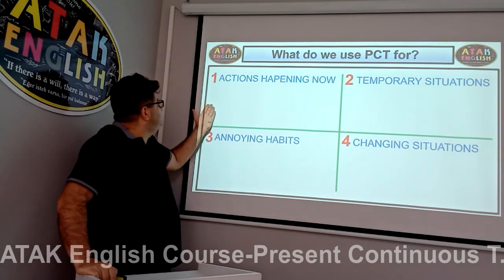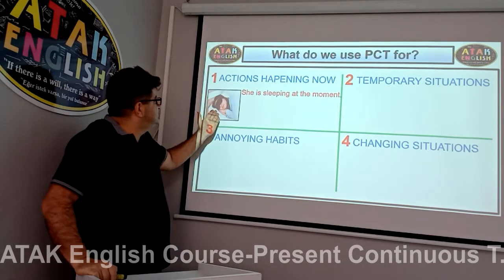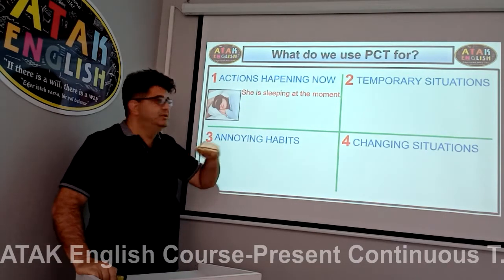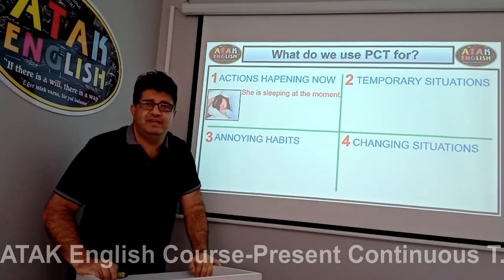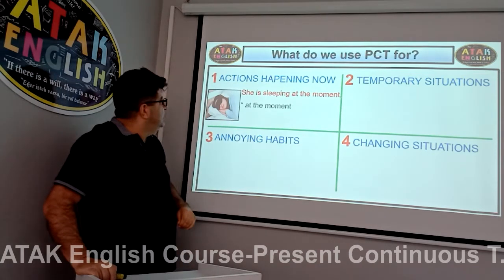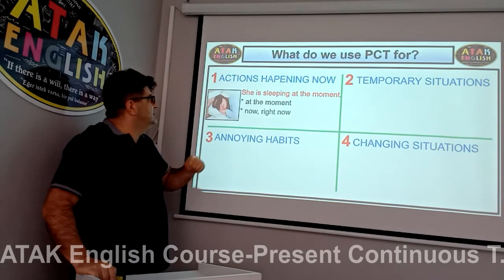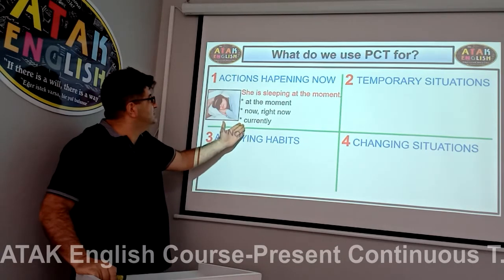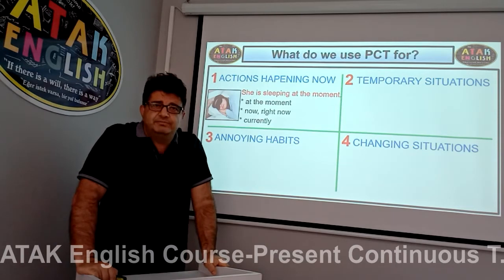Okay, here comes our first example for actions happening now. As you can see in the picture, she is sleeping. To be, verb, ing, at the moment, time expression of the present continuous tense. Okay. In this example, we use at the moment. We can also use now, right now, or currently for actions happening now.